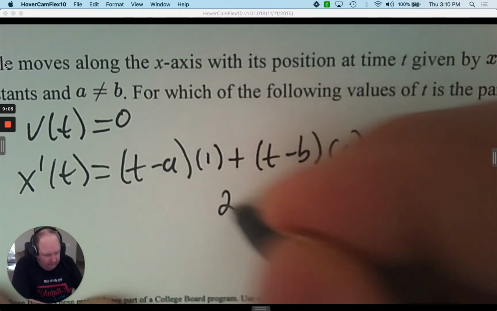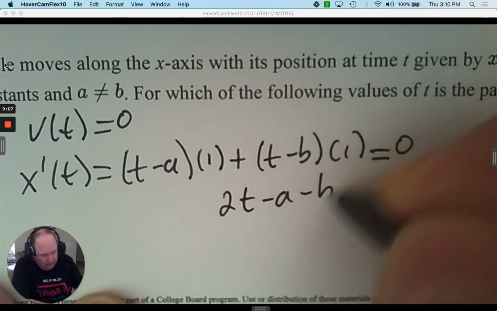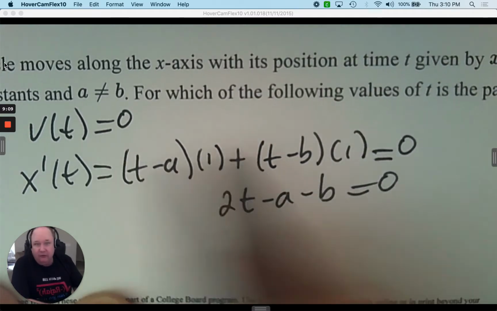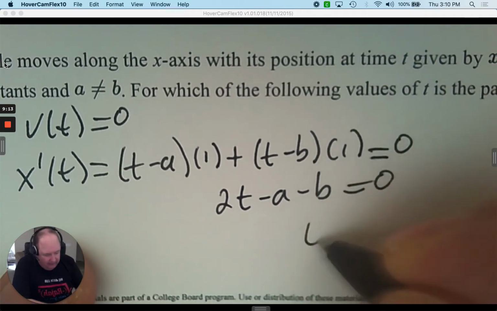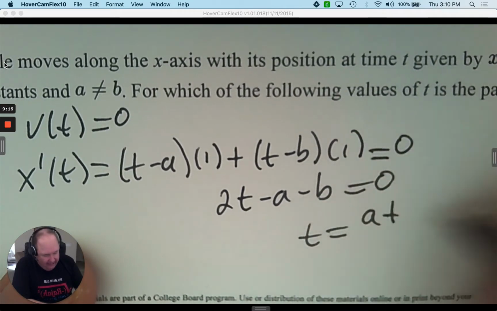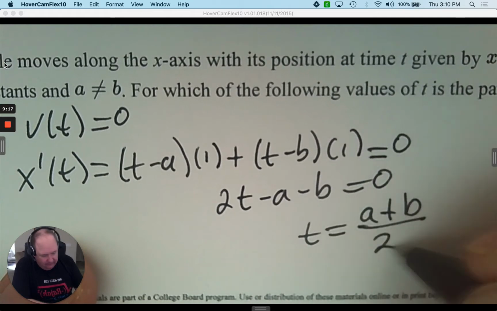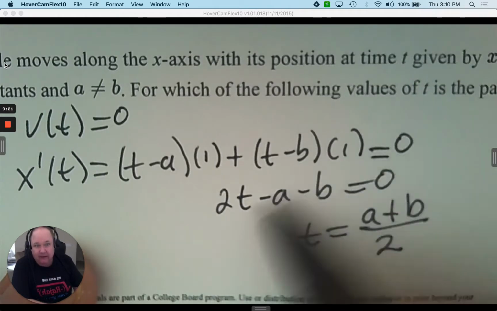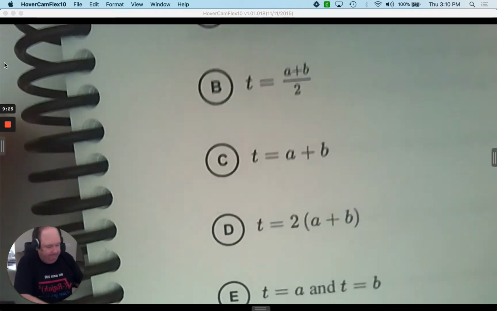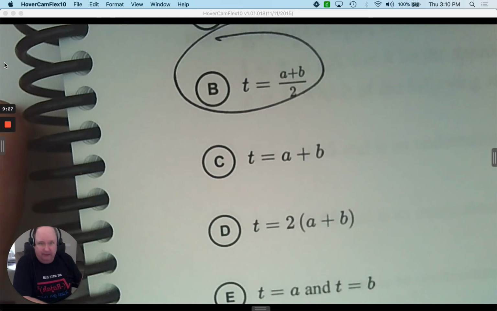If I combine like terms, this is what I end up with. I have 2t, subtract a, subtract b, equals 0. We're going to add a, we're going to add b, and then divide everything by 2. So add a, add b, then divide by 2. That's what I'm looking for. Turn the page. And the answer is B.